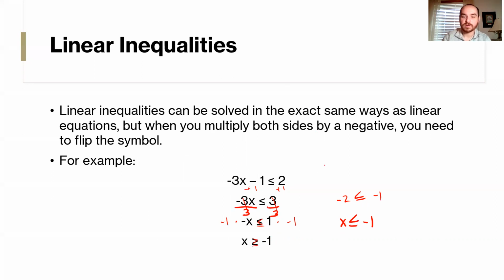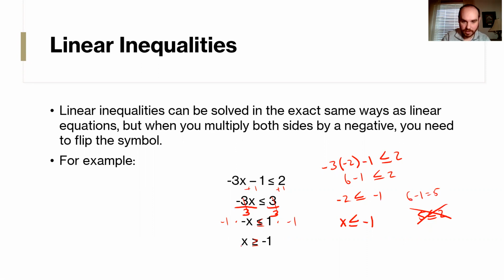So if we plug in negative 2, we have negative 3 times negative 2 minus 1 needs to be less than or equal to 2. Negative 3 times negative 2 is 6, minus 1 is 5. So 5 is less than or equal to 2. That is obviously not true.